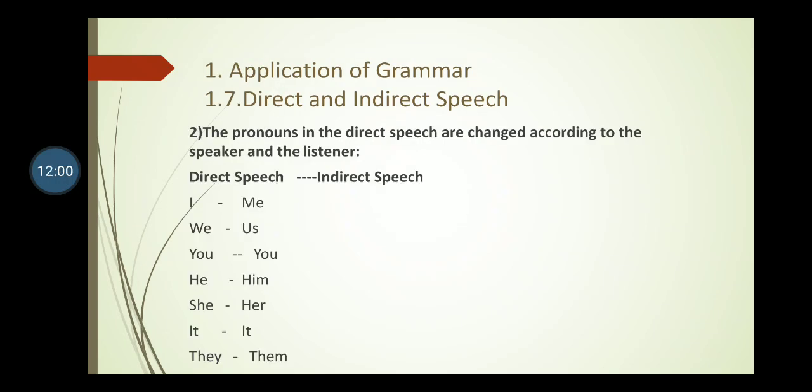Okay, change number 2, we are changing pronouns. The pronouns in indirect speech are changed according to the speaker and listeners. Pronouns also change. When changing direct speech to indirect speech, look: I, me, we, us, you, he, him, she, her, it, they, them, as per the speaker and listener. I got it. I, me, we, us, you, he, him, she, her, it, they, them.